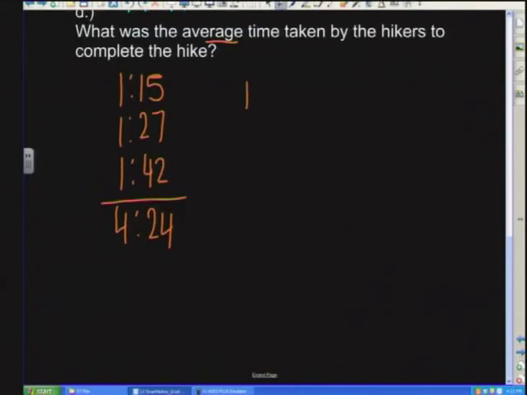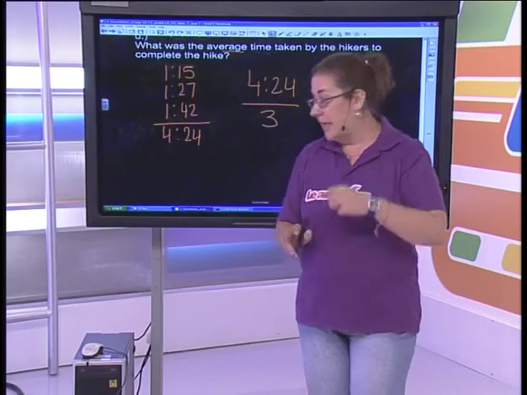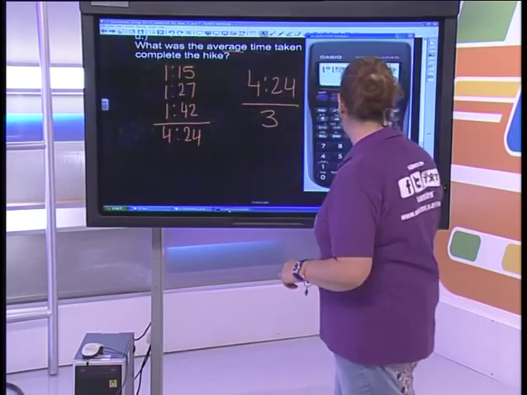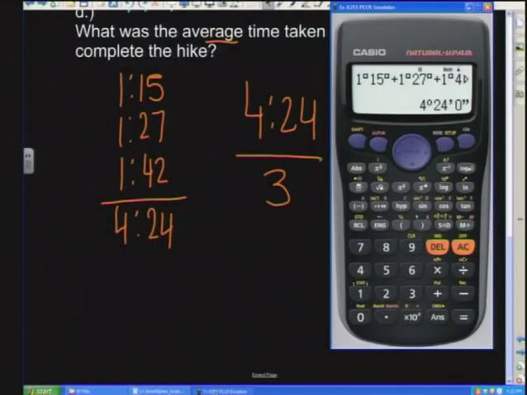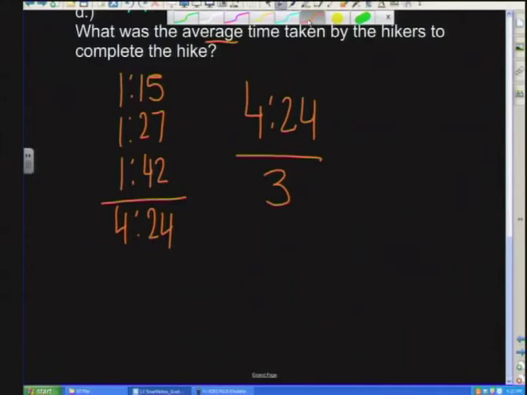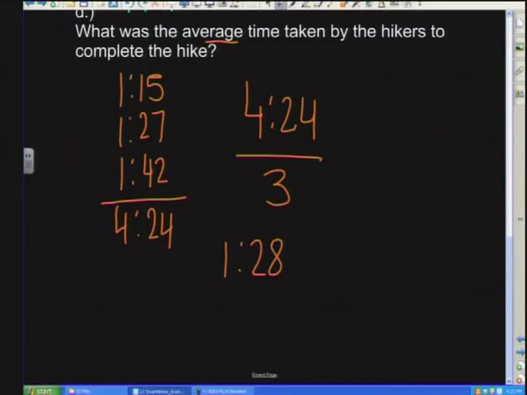Now I'm going to take that 4 hours and 24 minutes and divide it by 3. Now my calculator again can do this perfectly. So let's take that number that we've already got in there, just divide by 3, and I get an answer of 1 hour 28. Having a problem writing today. 1 hour 28 minutes. So that was the average.